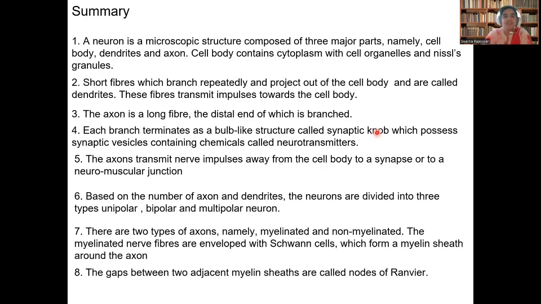Okay. So this is about the neuron, the structure of neuron and the types of neuron. Hope you understood this topic.